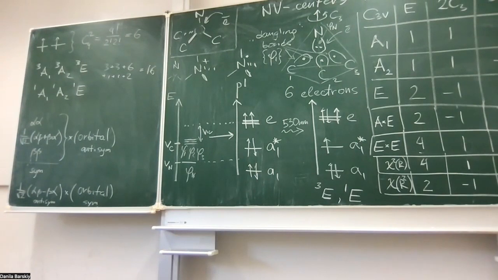Only a symmetric orbital state can correspond to the antisymmetric, which is the singlet electronic spin state. Therefore, there cannot be a triplet for these states. There cannot be a triplet here, there cannot be a triplet here, and there cannot be a triplet here. And since this is an antisymmetric orbital state, there cannot be a singlet for this state.